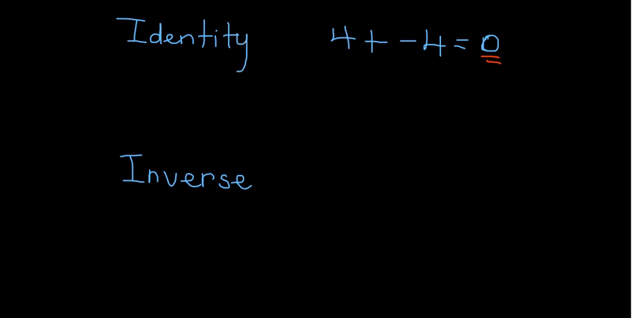Beautiful. 0. Alright? 0 is an identity. It is the identity under addition. Now, what do you notice here? She's added negative 4 to positive 4 and she's gotten 0. So negative 4 is actually the inverse under addition. Alright? And again, just like there are two identities, there are two inverses.